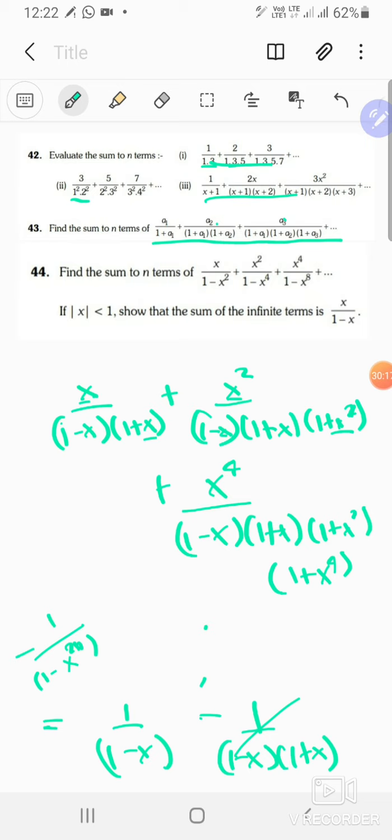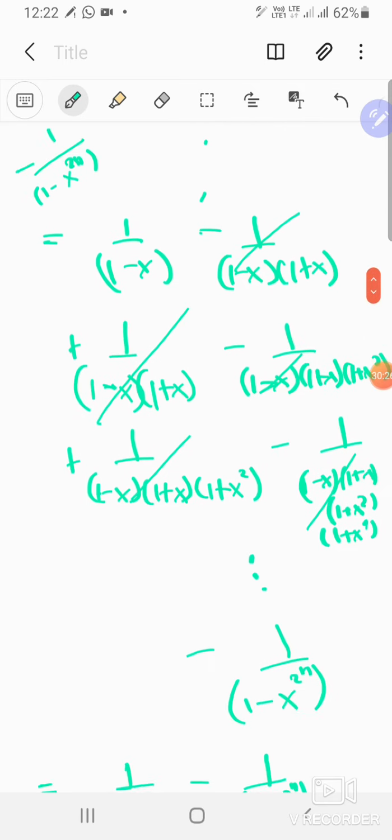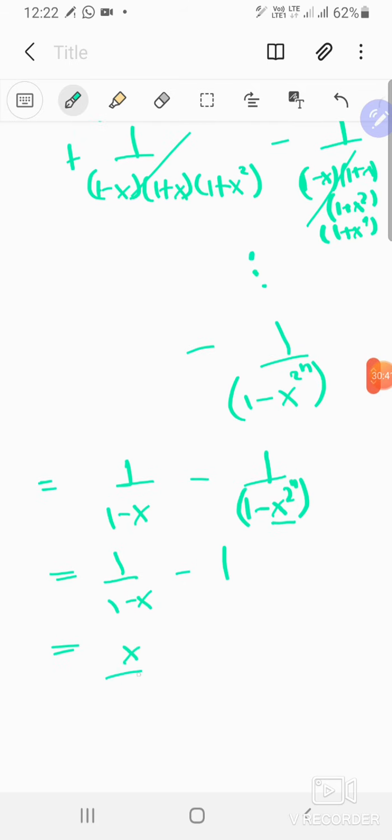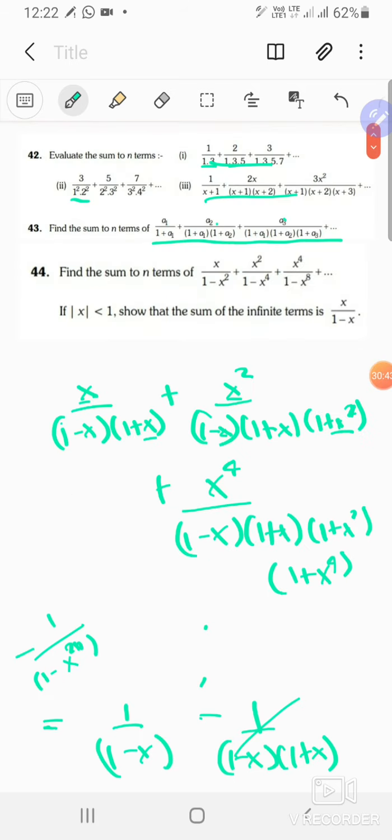Okay, and we also have to show that the sum of infinite terms is x upon 1 minus x if mod x is less than 1. Okay, cool. So if mod x is less than 1 and n goes to infinity, in that case x raised to 2 to the n will go to 0. So you will just have 1 upon 1 minus x minus 1, which turns out to be x upon 1 minus x. Okay, that's nice. So it is exactly what we were supposed to prove.